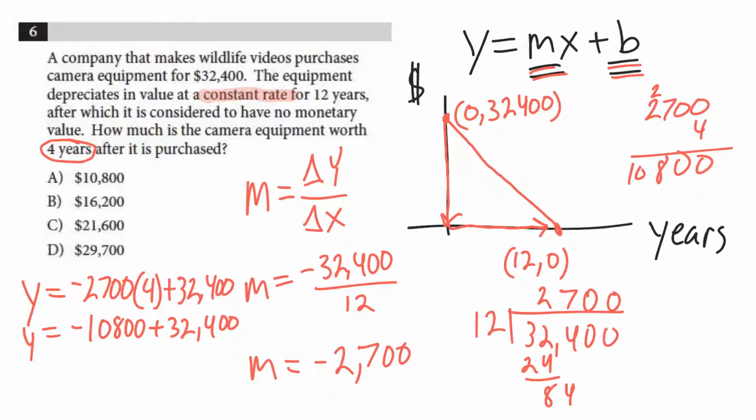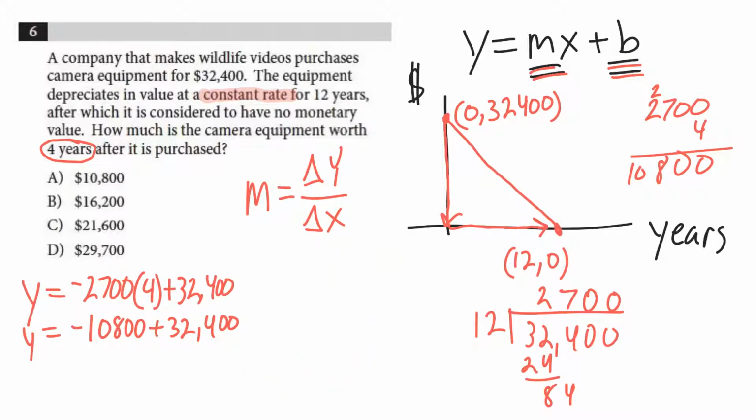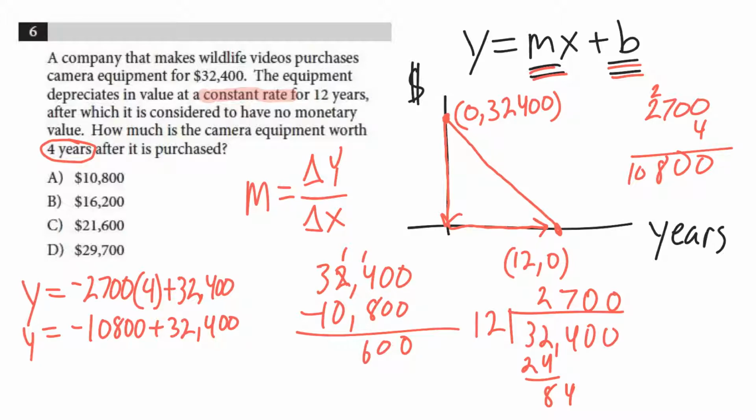Okay, so then we're just going to subtract. I'm going to get a little bit of space here. I'm just going to subtract 32,400 minus 10,800. That's going to be a 14 minus 8 is 6. 1 and 2. So the value after 4 years is 21,600. 21,600.